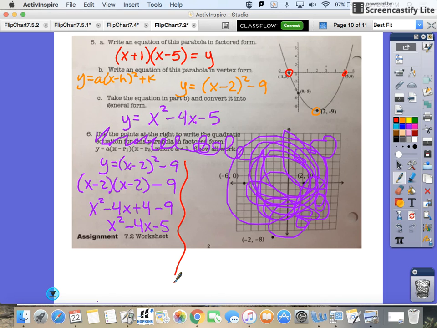Fun fact, if you had FOILed the original in red up top, negative 5 times 1 is negative 5. Negative 5 plus 1 is negative 4. So we end up with x squared minus 4x minus 5. It's the exact same equation we just found right here. So it doesn't matter which you use to write in general form, you'll get the same solution. And that's also another way to check if you're correct or not.